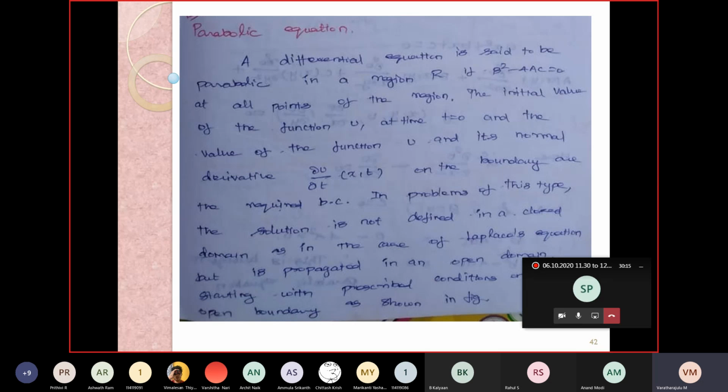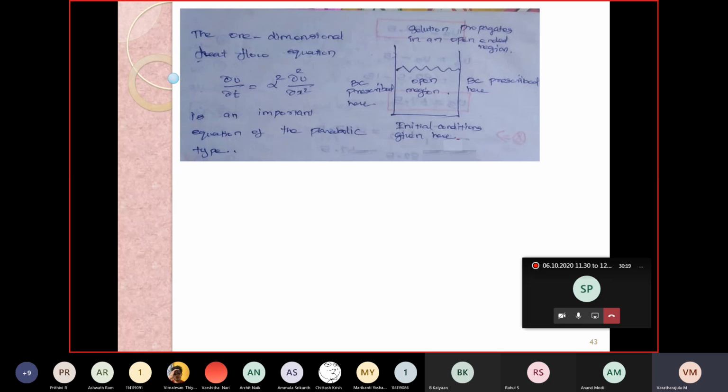Here, this is the boundary condition, and we have an open region, an open boundary condition. We have the left hand side boundary condition and the right hand side, both prescribed, and the lower portion, the initial condition, is also given. We don't have any upper portion; that is an open region, open dimension.